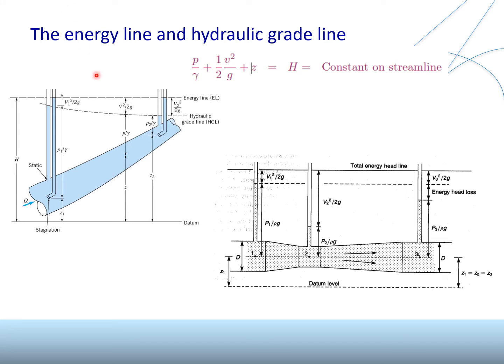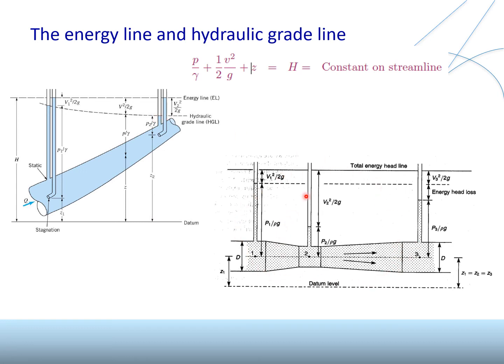The next is called the hydraulic grade line. The hydraulic grade line is a line produced from the sum of pressure and elevation head. So elevation head and pressure head only, not the velocity head. Only elevation head and pressure head, and similarly in section 2, elevation head and pressure head.